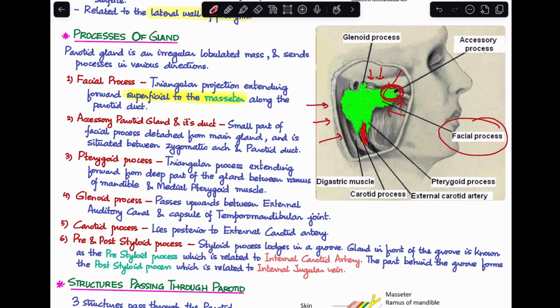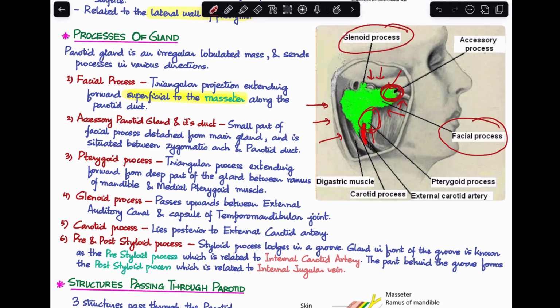Next is the pterygoid process. This right here is our pterygoid process. This pterygoid process is also a triangular projection which extends forward from the deep part of the gland between the ramus of the mandible and the medial pterygoid muscle. So that's about the pterygoid process.